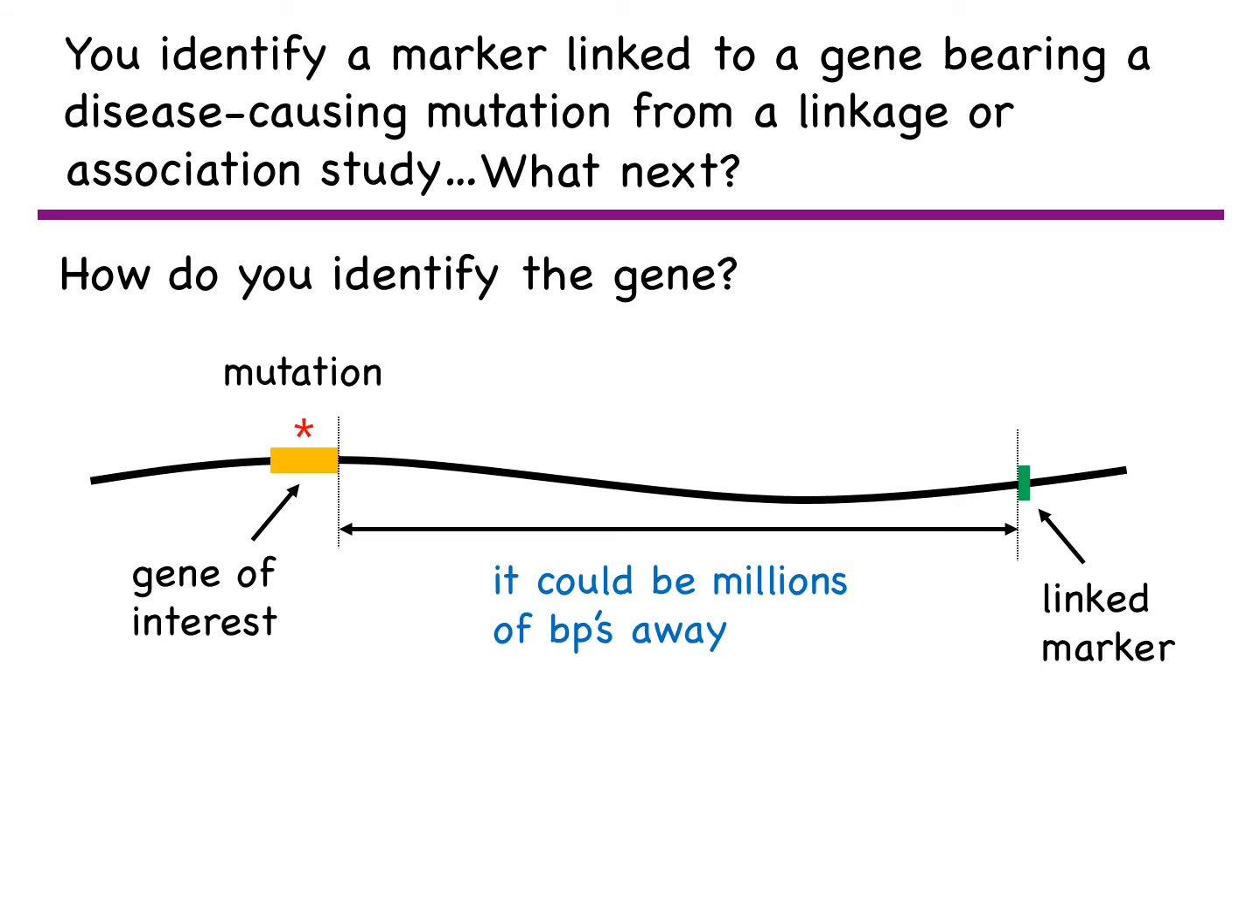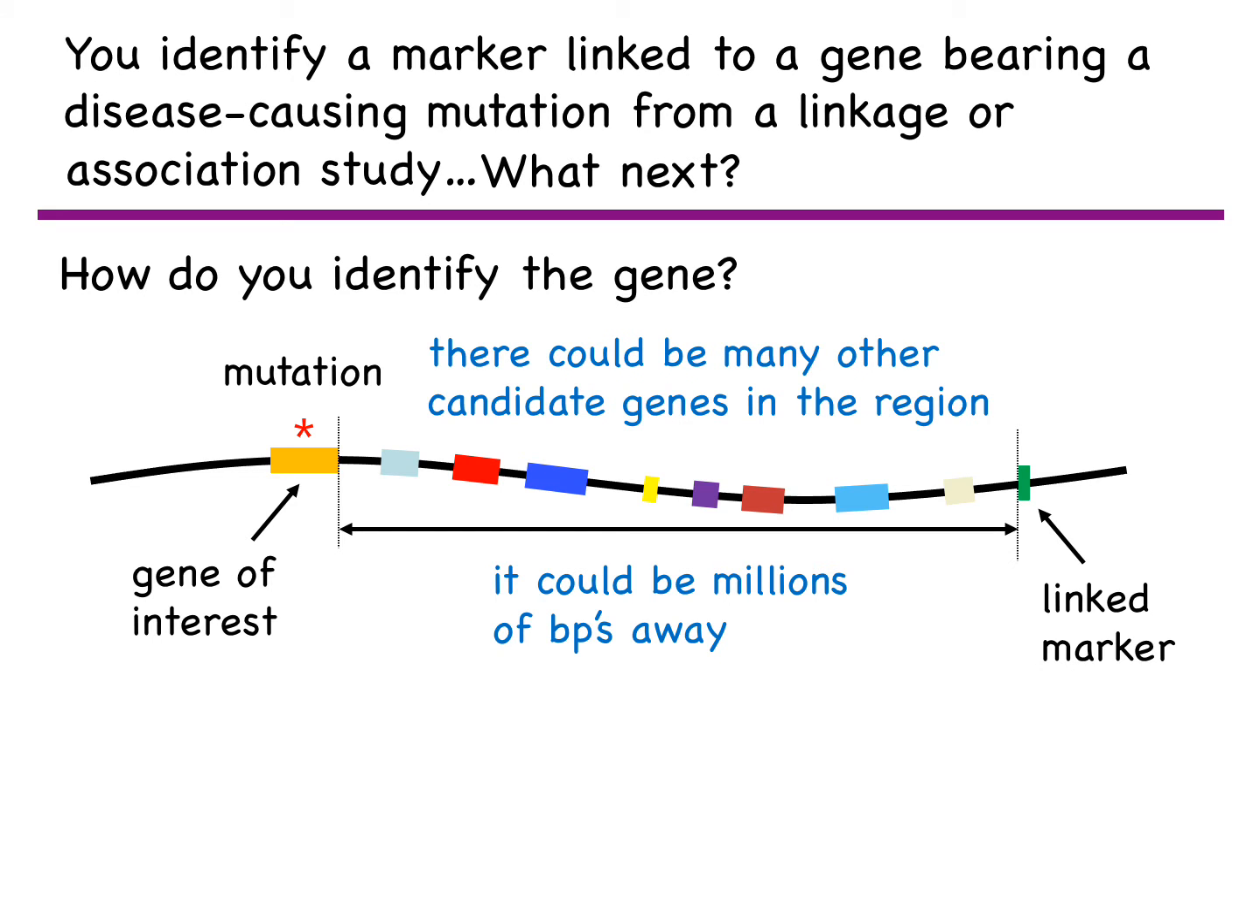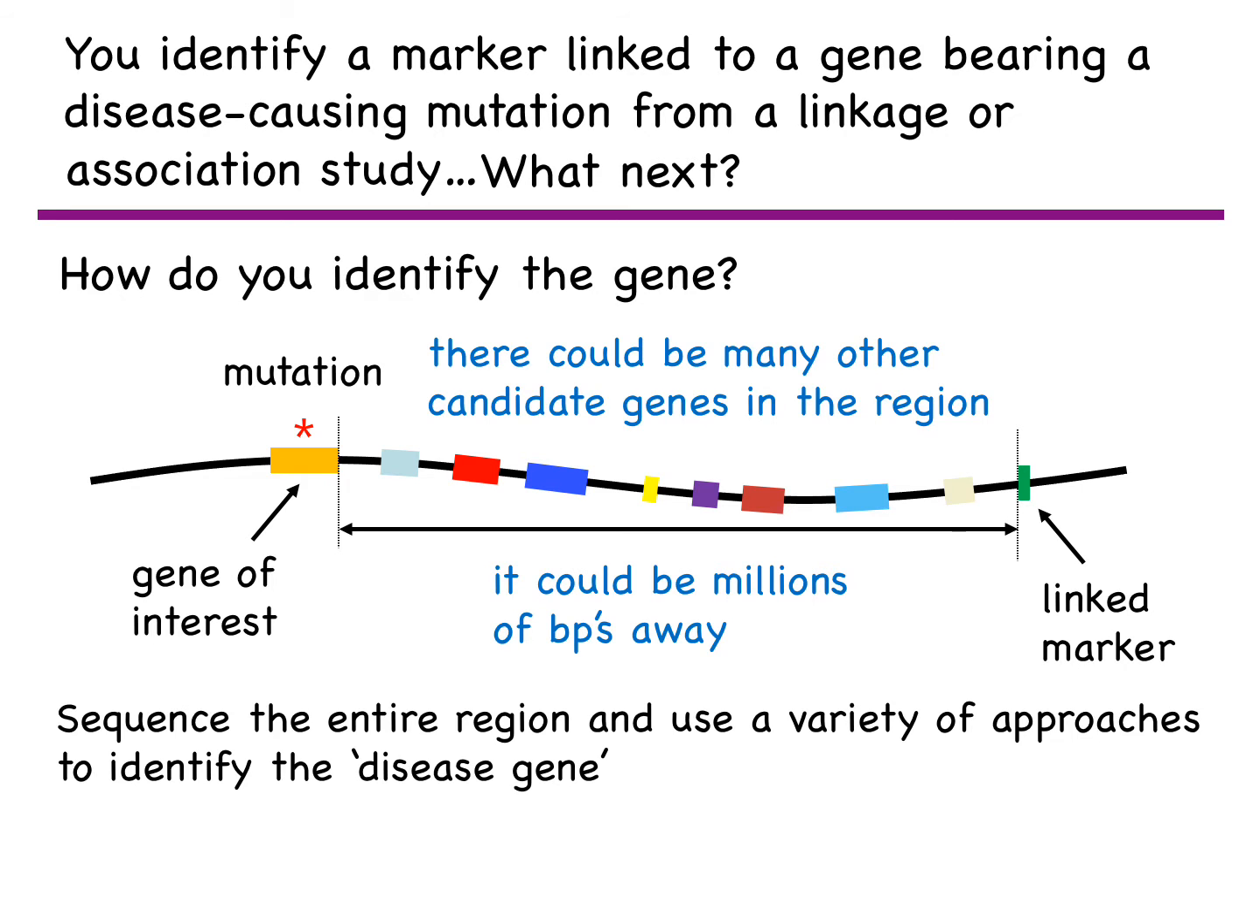And the other thing is that there may be many other genes that reside in this region. So being able to figure out which of these genes is the gene you're trying to map the marker to could be quite a daunting task. So basically, the approach that's used to identify the gene of interest is that you actually sequence the entire region, and then you use a variety of approaches to figure out which of these genes in that region is actually the disease gene that you're searching for.